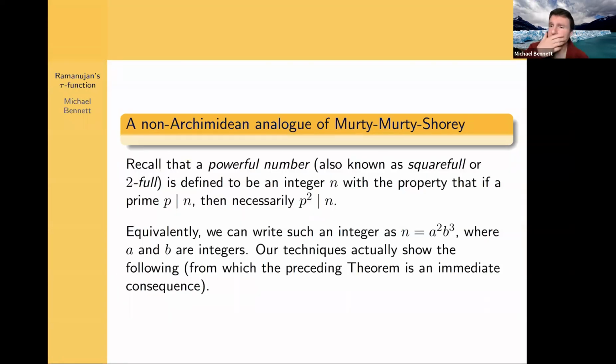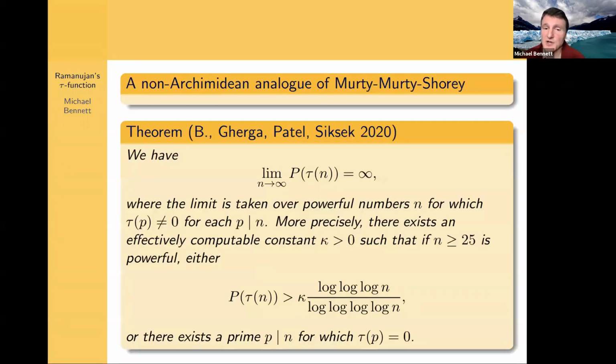Okay, I just want to mention a little bit more what we actually prove. The techniques we're going to use won't work at all if there exists a prime that just divides my integer n once, because then with multiplicativity, you need to understand tau of p, and we just don't. But we do understand tau of a power of p. So we call a powerful number, or squareful, or twoful, an integer with the property that if p divides it, p squared does. Equivalently, you can write that integer as a square times a cube. So what we actually prove is a result for powerful numbers.